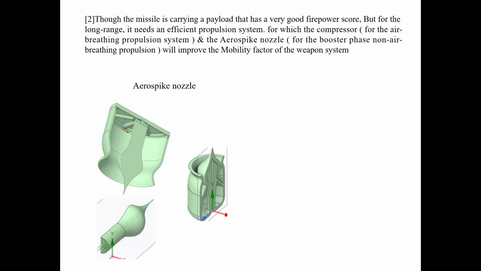The second part, as I told, is that the propulsive system has to be efficient to improve the range of the missile or the system. First I'll talk about the nozzle, the aerospike nozzle, which can be a solution for the overexpanded and underexpanded situations of a bell contour nozzle. The aerospike nozzle can improve that.